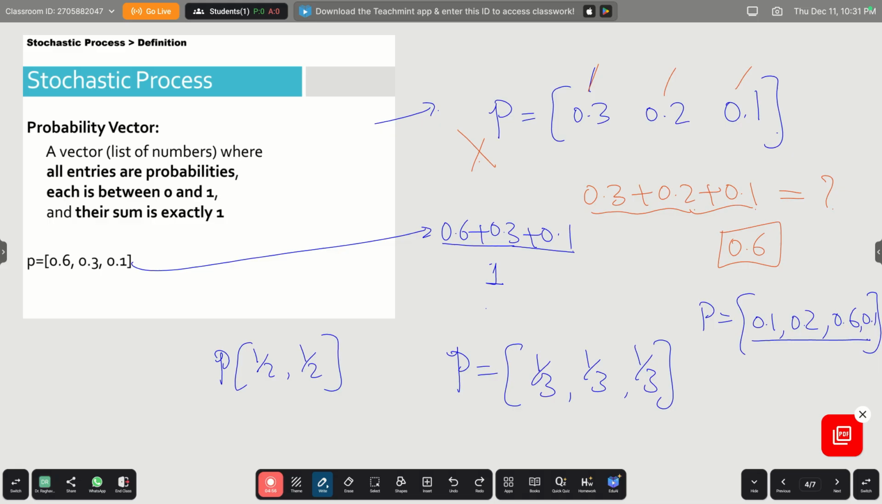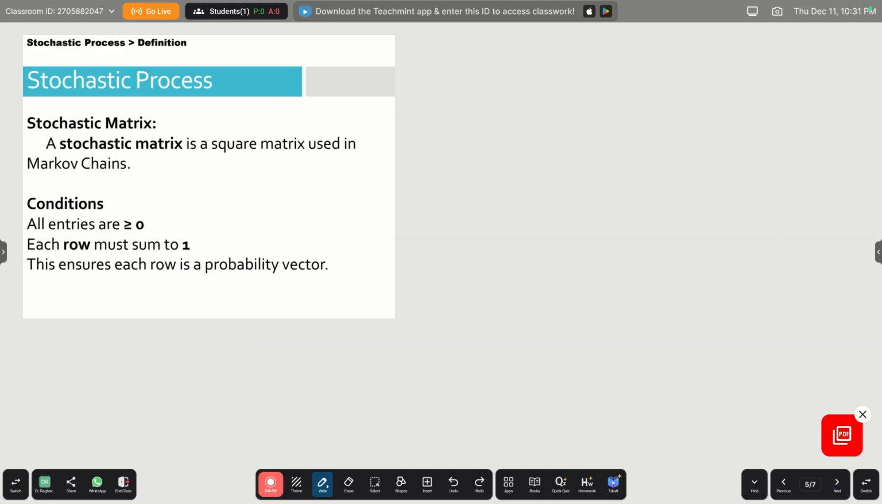Now once you have understood the definition of a probability vector, it is very easy to understand what a stochastic matrix is. A stochastic matrix is a square matrix used in Markov chains. The condition for a stochastic matrix is very simple. Every row should be a probability vector. The sum should be 1. That means in every row the sum should be equal to 1 and all the entries should be between 0 and 1.